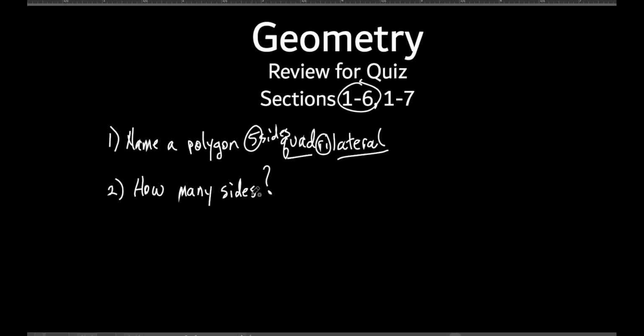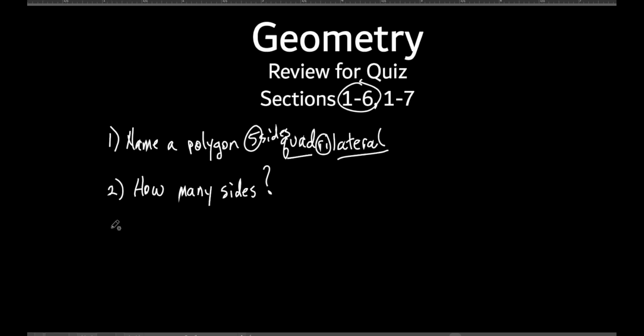You're going to look up here and pay attention. So the question is, how many sides? I'm going to tell you the name of it. I'm going to say, how many sides does an octagon have? And you say 8. How many sides does a triangle have? You're going to say 3. How many sides does a heptagon have? You're going to say 7.